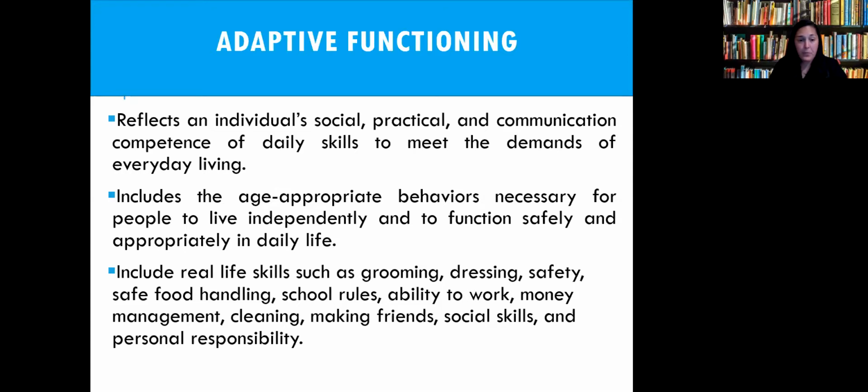Money management, cleaning, making friends, again, social skills, and then personal responsibilities. So it's caring for themselves beyond just caring for another individual. So this information is very useful for, again, the day-to-day. How heavily handed will we need to be with this individual?